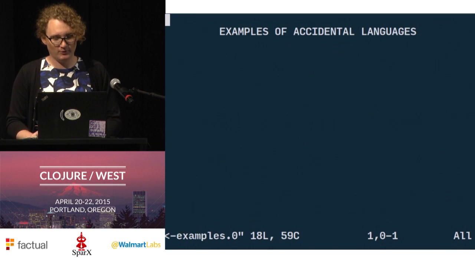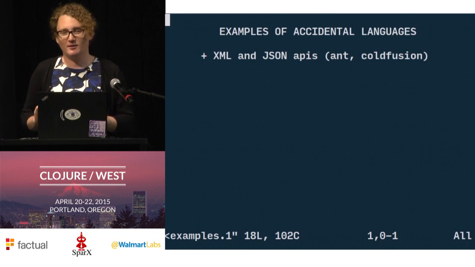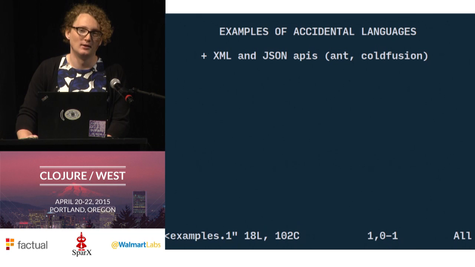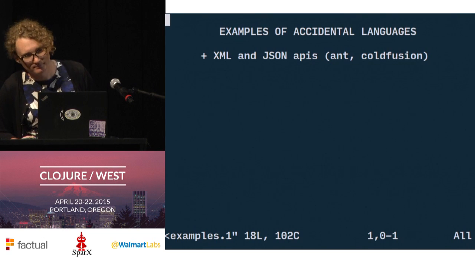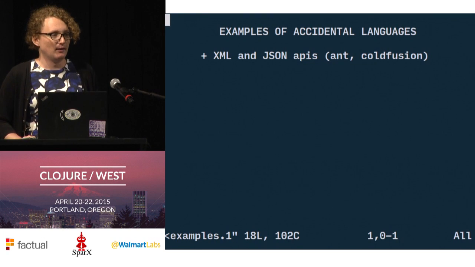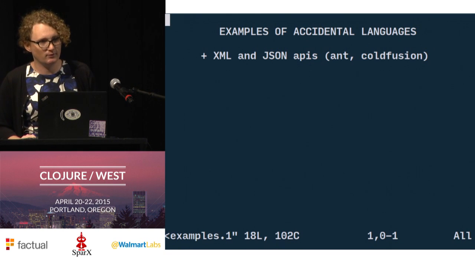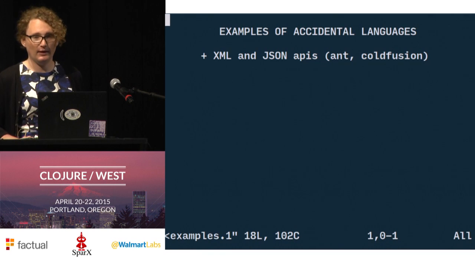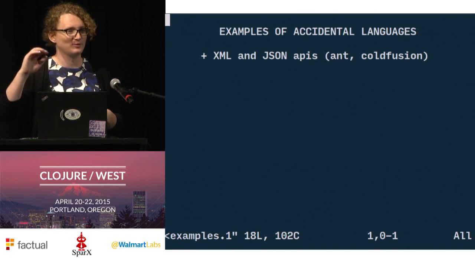So let's look at some examples of this, right? One very common source of accidental languages is XML and JSON. And XML and JSON are very convenient because they can describe arbitrary trees. And when they can describe arbitrary trees, suddenly your user input starts to get very large. And the canonical example of this is Ant. Ant, who here has built a project with Ant? There's got to be some Java people here.